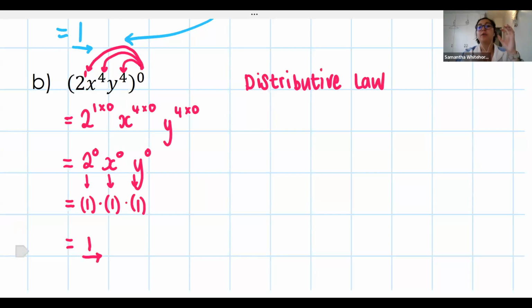Because that whole bracket was to the power of 0, every single thing inside that bracket has to have 0 distributed to it. And so that's why all of the exponents end up as 0, and why we end up with a final answer of 1. So I'm just going to rewrite our law for ourselves just in case.